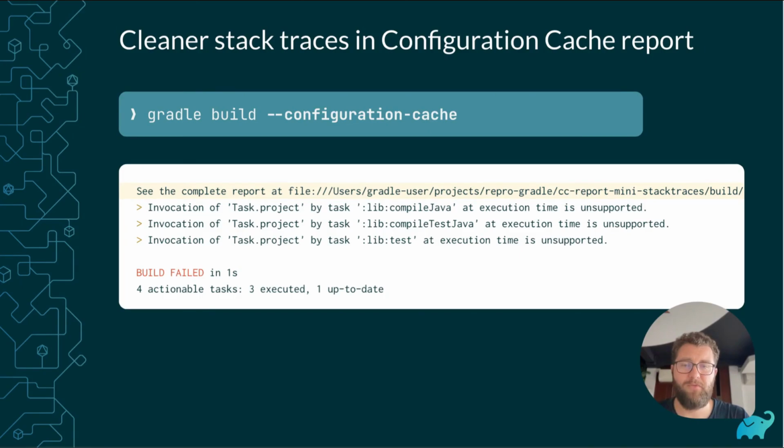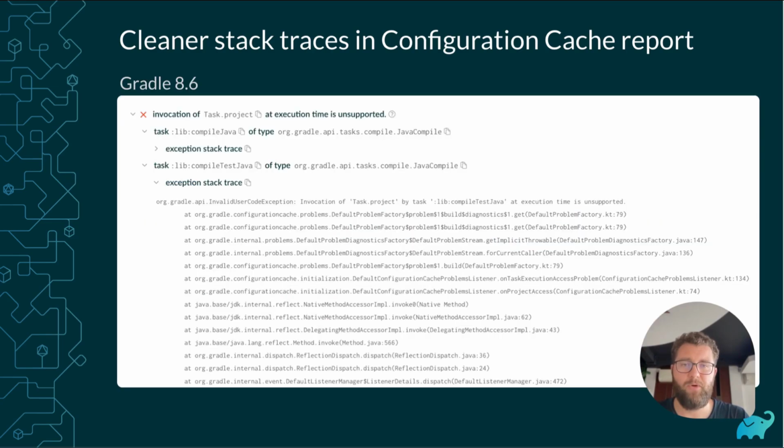When you run Gradle with configuration cache, it produces a configuration cache report that, among other things, contains the violations of configuration cache requirements found in the build when you run it. In the report, you can explore not only the actual violation that happened, but sometimes also a stack trace that allows you to pinpoint exactly where the violation happens in the user code.